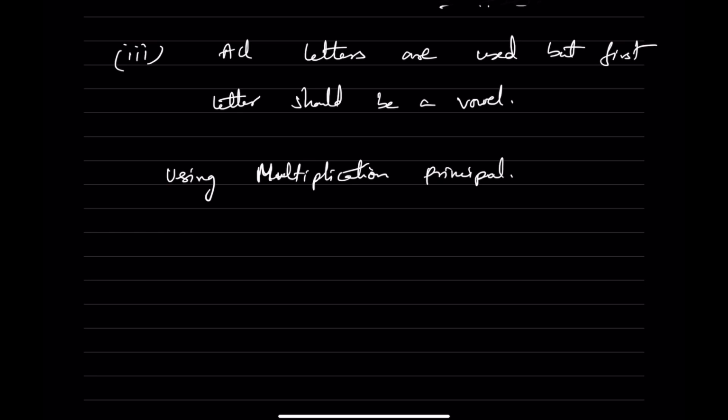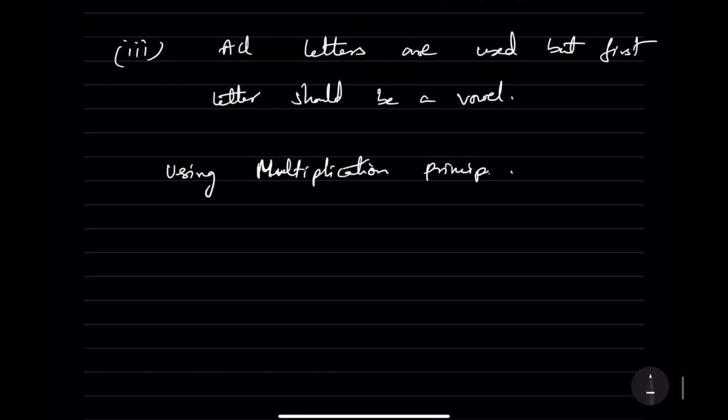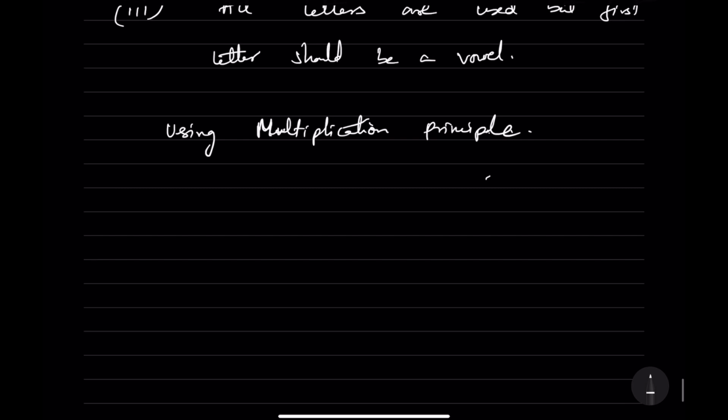So now here we can form a 6-letter word. So what is a 6-letter word from Monday? The first one, you know what are the vowels? A, E, I, O, U.